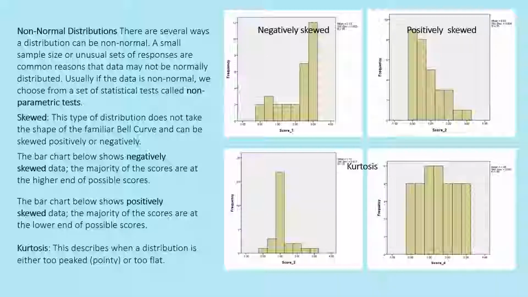Now let's take a look at non-normally distributed data. There are several ways that the data can be not normal. It could be caused by a small sample size or an unusual set of responses that throws the data off. We talked about skewing in class. The data may not be normally distributed, and therefore we have to select a different type of analytical test. We call these tests non-parametric. So normally distributed data will always run on parametric tests, and non-normally distributed data will run on non-parametric tests. If the data is what we call skewed, this type of distribution means the bell curve is not centered.